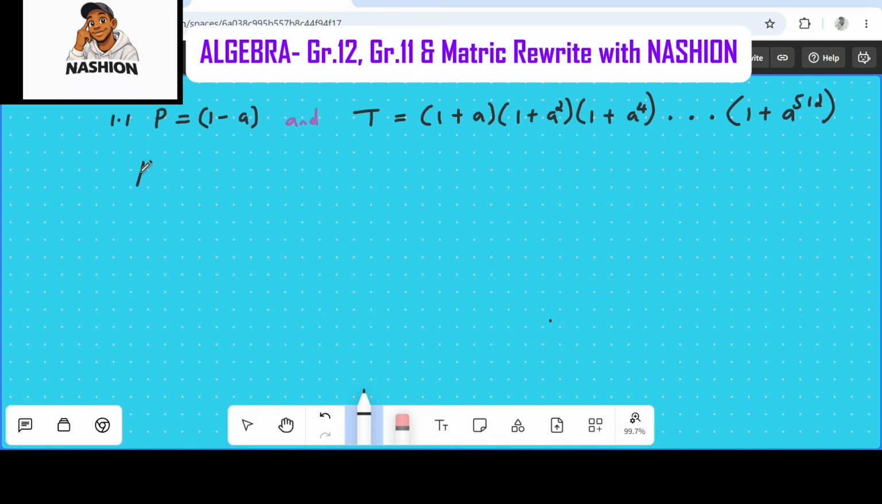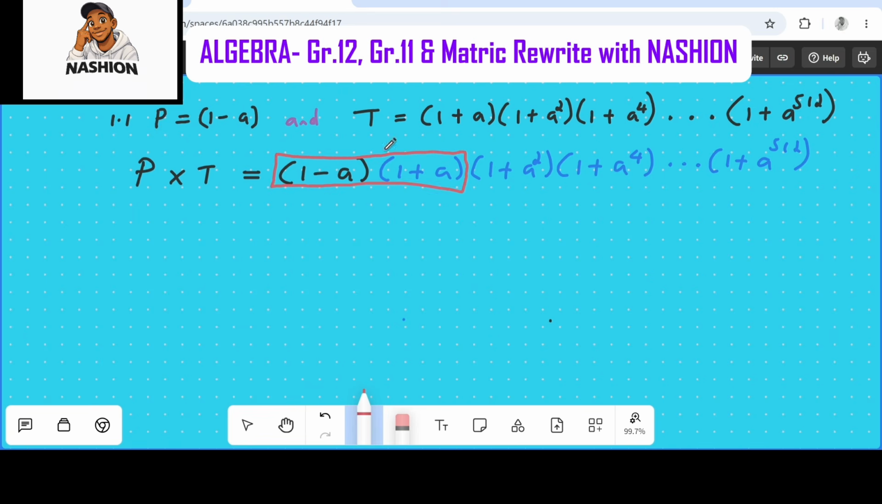Let's see. They are saying find P times T. So here P is 1 minus A and T is all that. So since the aim is to simplify, not necessarily to expand, guys, we have to check what concept is displayed after multiplying P by T. What I see here, look at this. Check the first 2 factors here. What do they look like? They look like the difference of 2 squares.